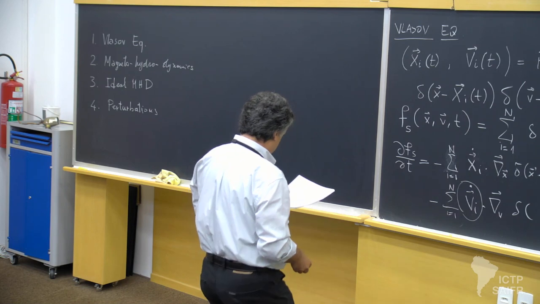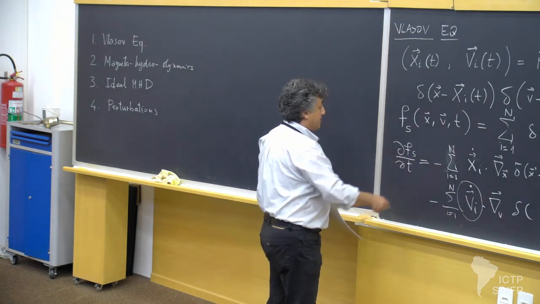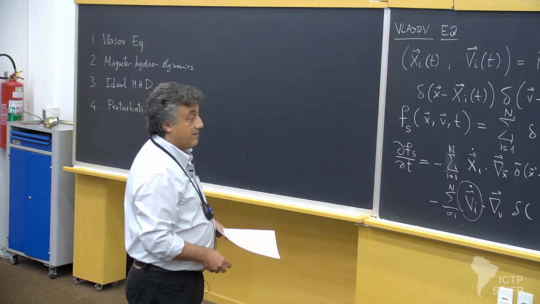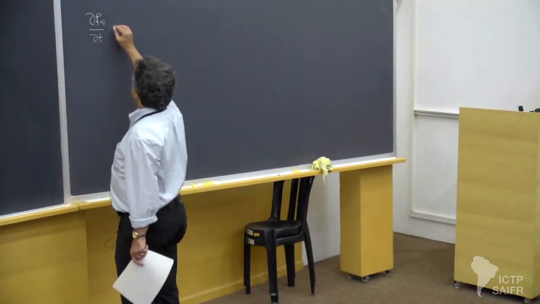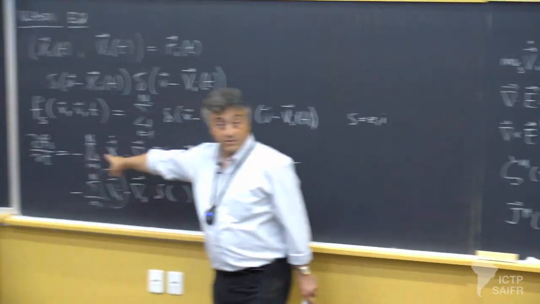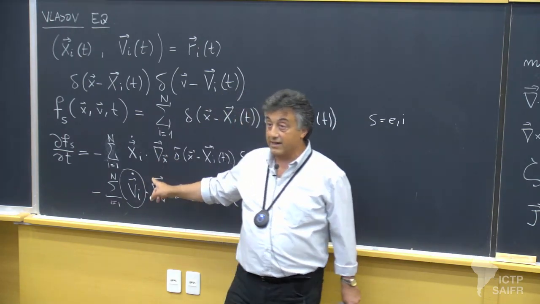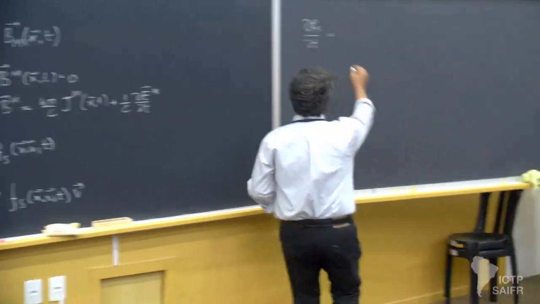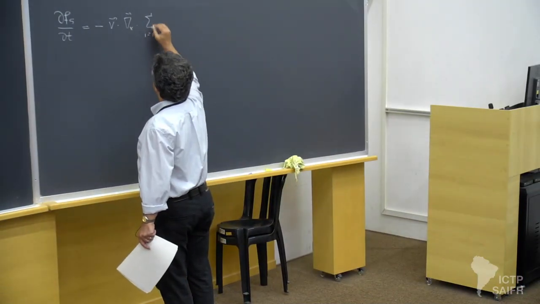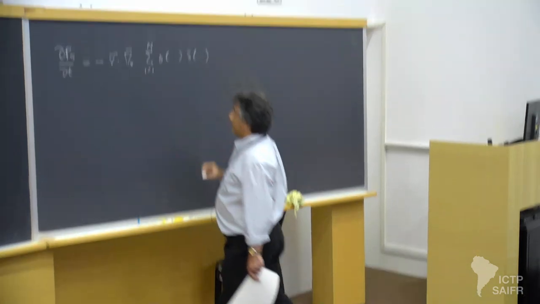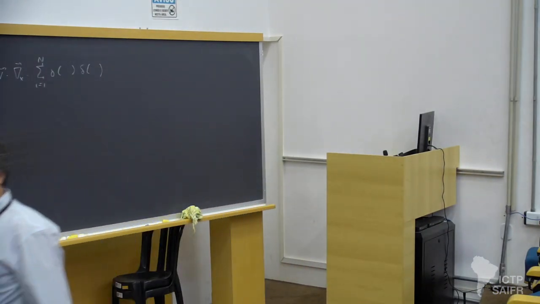Now, let's go back to this guy here. This dFs/dt is equal to, well, x dot i, because of the delta function, I can pull it out and call it v, and this is the gradient with respect to the x variable. So I can write this as minus v dot nabla_x of the sum of the delta function. Let me write it concisely, but what I mean is the whole thing here, this product.